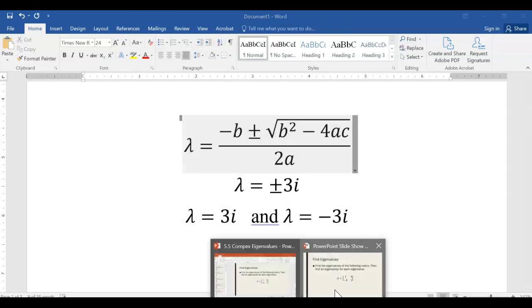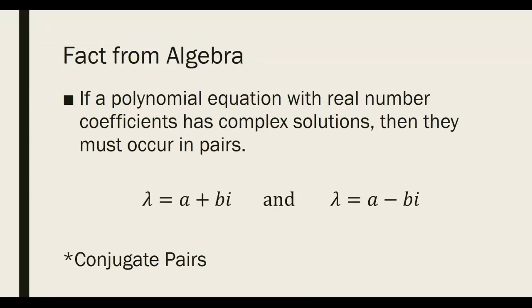So what I'm saying is, we should notice that if a polynomial equation, which has real number coefficients, ends up having complex solutions, then they have to occur in pairs, specifically what we call conjugate pairs. So if one is a plus bi, the other is a minus bi, where a and b are just real numbers. So if you had 7 plus 8i as an eigenvalue, you would also have to have 7 minus 8i as an eigenvalue, just because we know how to solve equations with real number solutions.